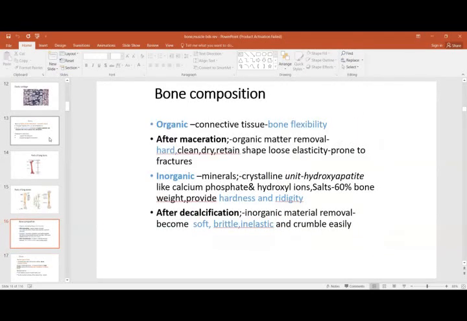What is the composition of bone? You have two components, organic and inorganic. Organic is the connective tissue, that is the fibers and all, they provide you the flexibility. If these fibers are removed, the bone stays hard because your inorganic component is still there, but it loses its elasticity and it's prone to fracture because it becomes hard. And then inorganic is your minerals which are there. These provide the hardness and the rigidity.